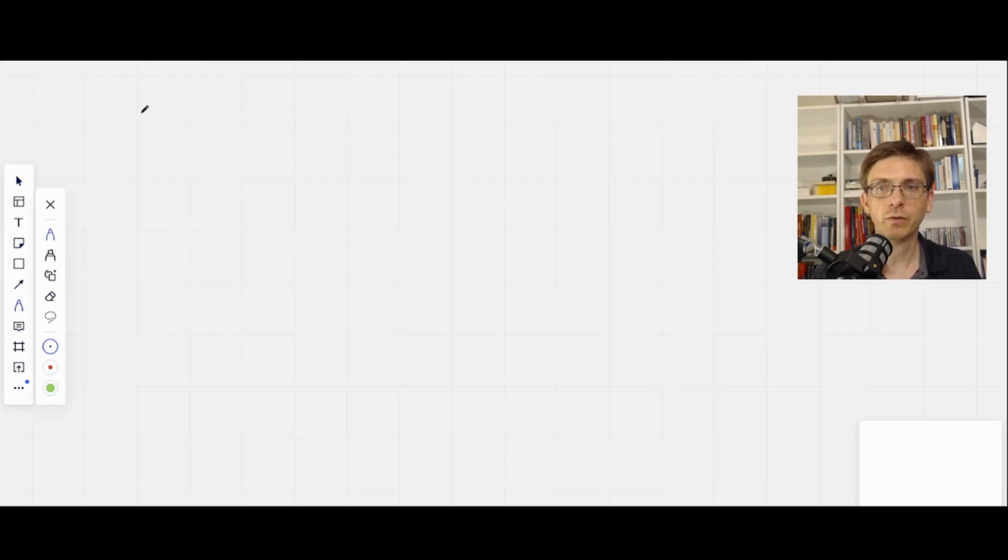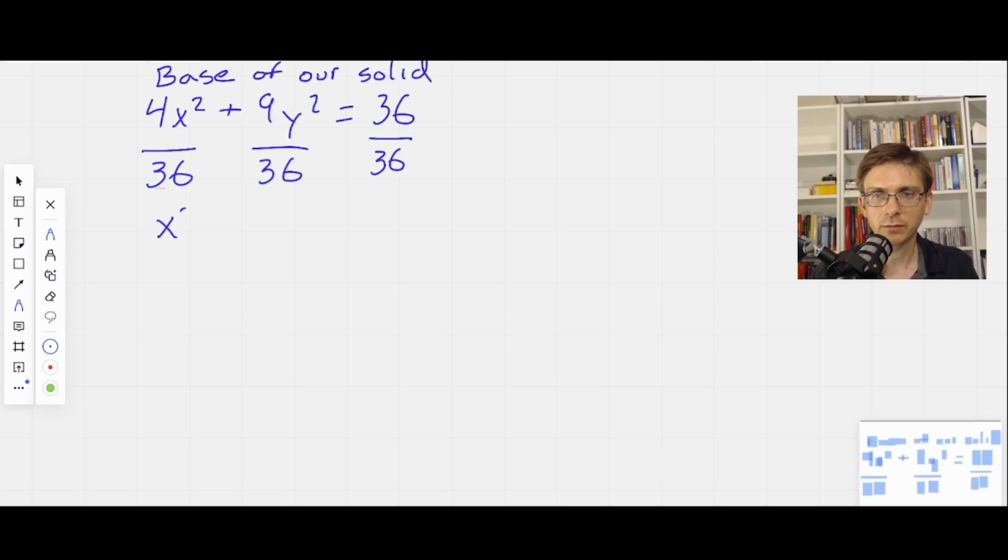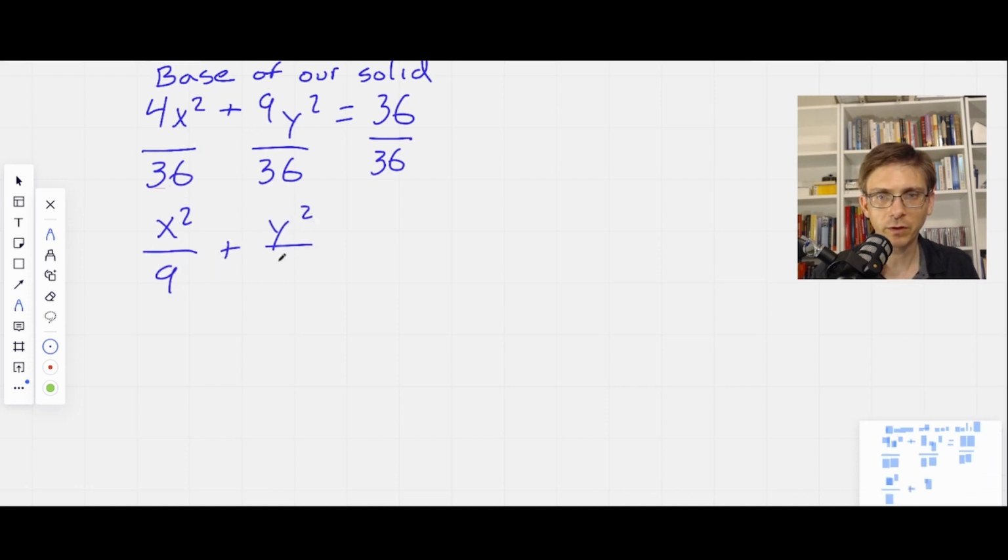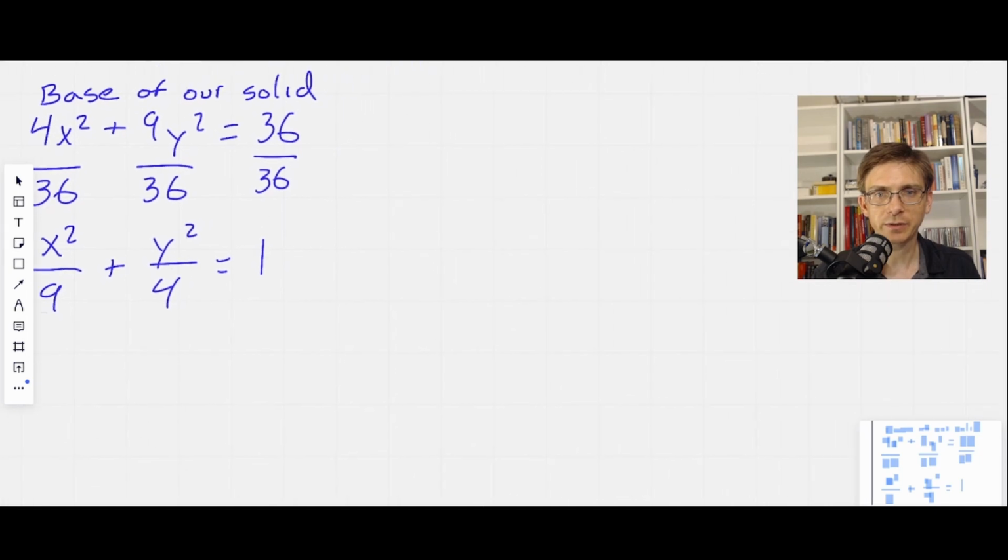So usually what we would be asked is to find the volume of a solid that's on a particular base, and the base is described by some sort of shape or an equation. So we're going to take the base of our solid as an ellipse. So we're going to write out the equation of the ellipse. And this reduces to x squared over 9 plus y squared over 4 equals 1. And this is going to give us an ellipse.